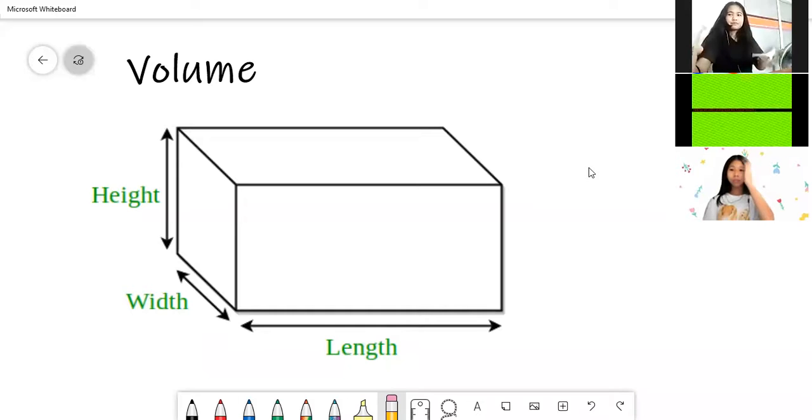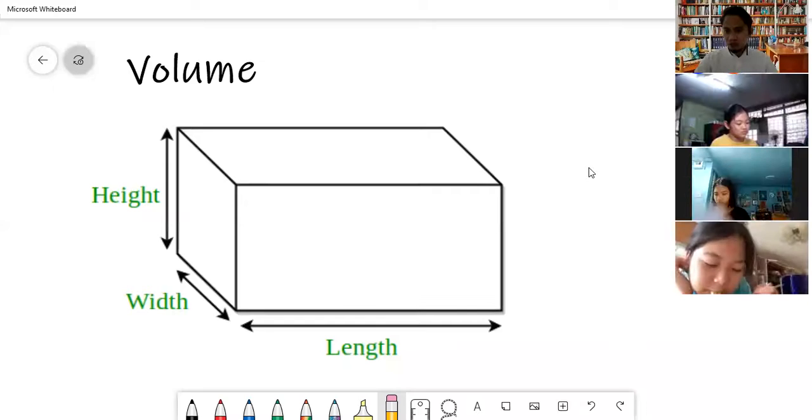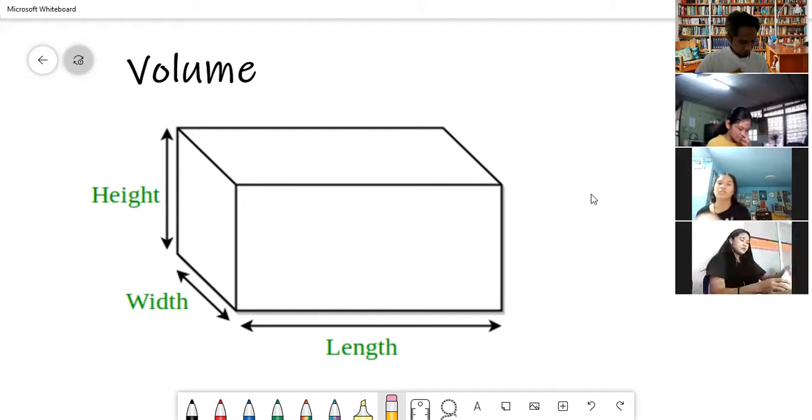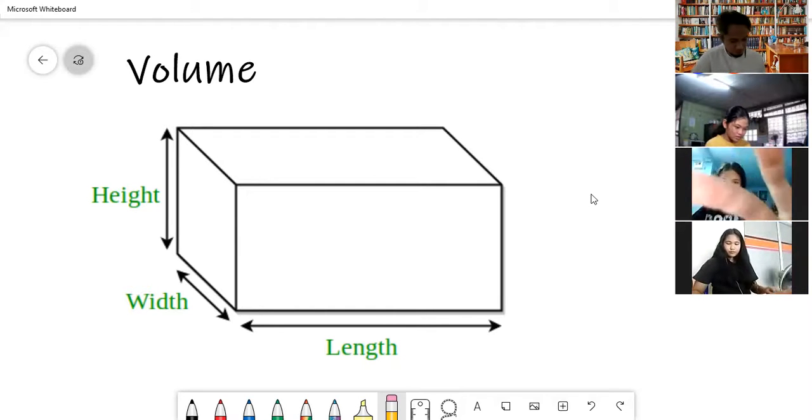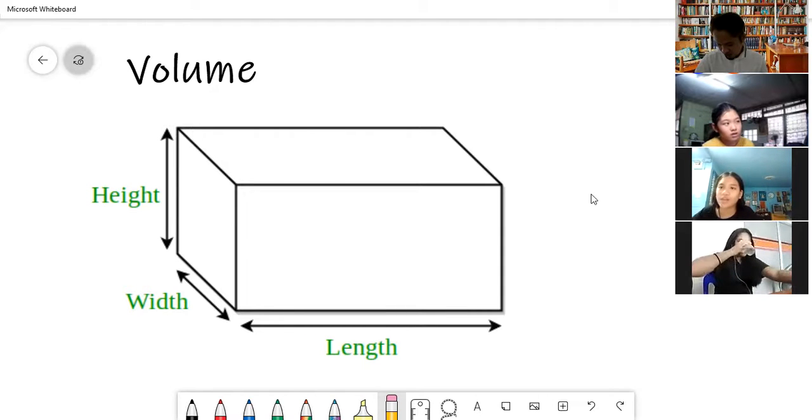So yesterday I asked you to draw this one and what's the meaning of volume. So I want to ask two students what is the meaning of volume. Papon, what is the meaning of volume? A rectangular shape in geometry. It is a three-dimensional shape that consists of 6 quadrilaterals. Okay, it is composed of 6 quadrilaterals.